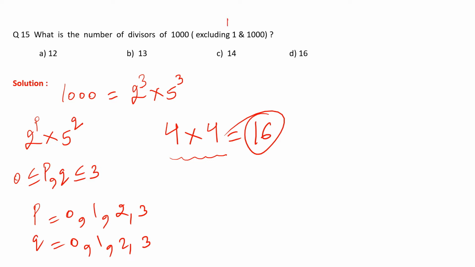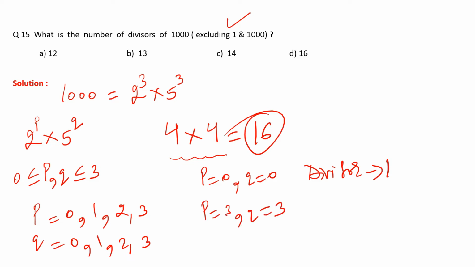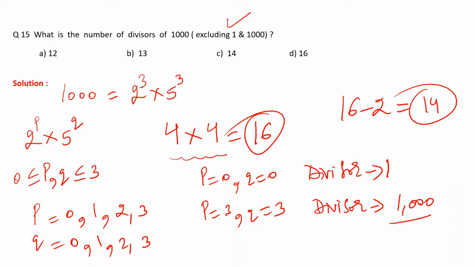But the problem is that it is mentioned we have to exclude 1 and 1000. Now students, when you put the value of p as 0 and q as 0, you get the divisor as 1, right? And when you put the value of p as 3 and q as 3, you get the divisor as 1000 itself. And now we have to exclude both of them. So our final answer will become 16 minus 2, which is 14. So hence C is the correct option. Now we move to our next problem.